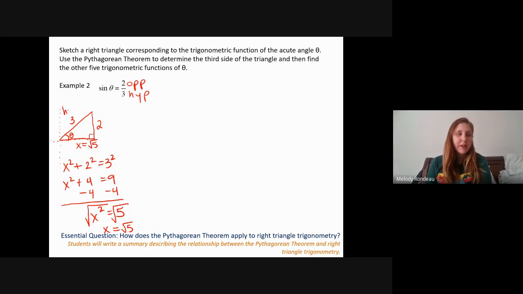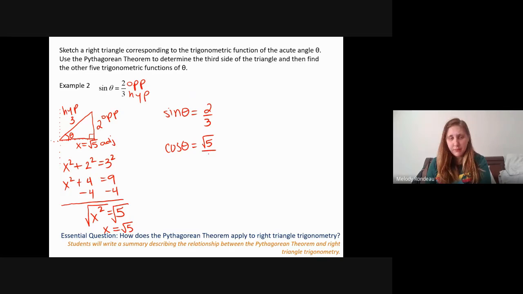I can even label them to help me out. Here's my hypotenuse, opposite, and then adjacent. And here we go with our trig functions. Starting with sine theta is opposite over hypotenuse. Oh, they already gave us that one. Huh, I just did one for free. Or they did one for free. All right, then cosine is going to be adjacent over hypotenuse. And then we have tangent, which is opposite over adjacent, or could be sine over cosine if you like. So opposite over adjacent is going to be 2 over root 5.